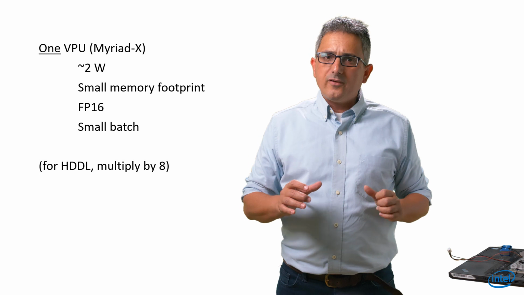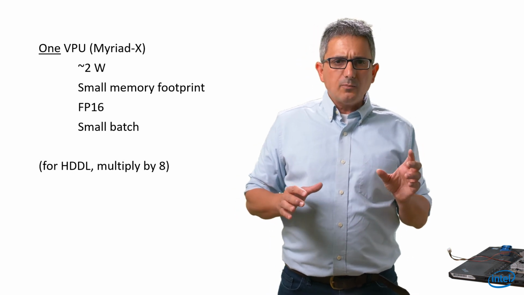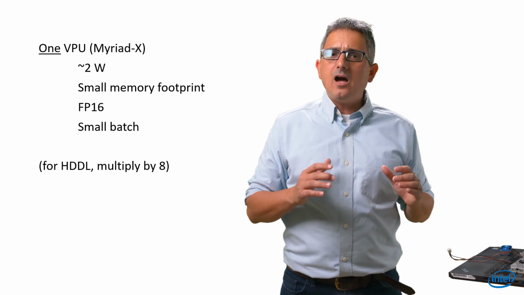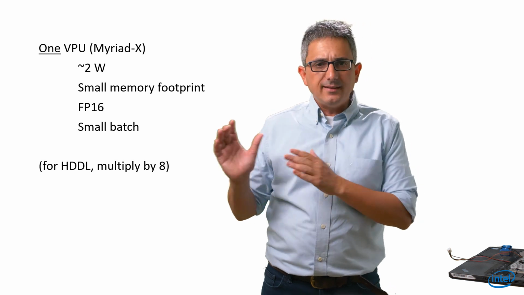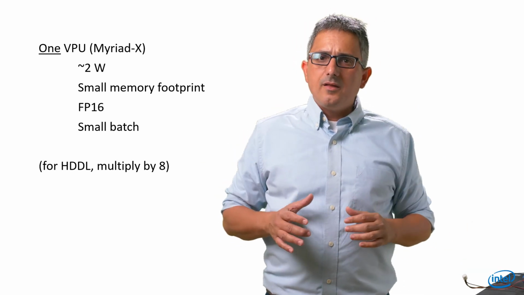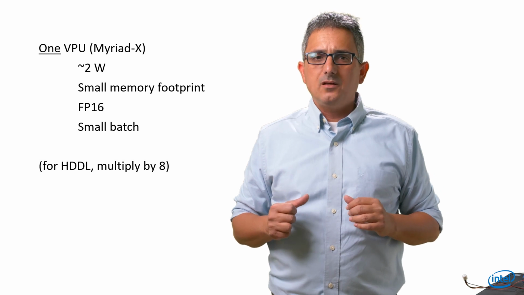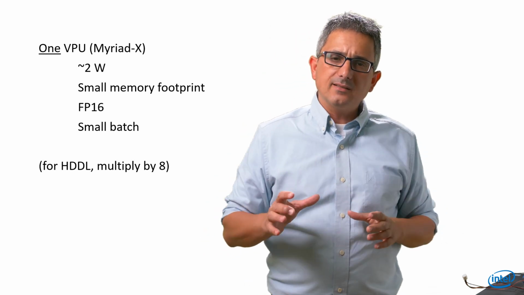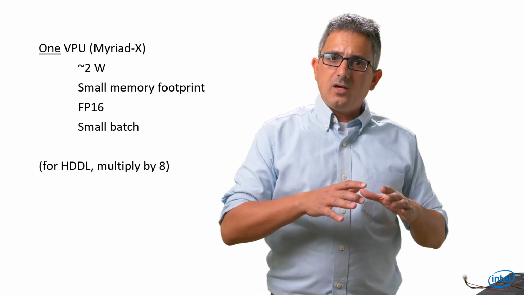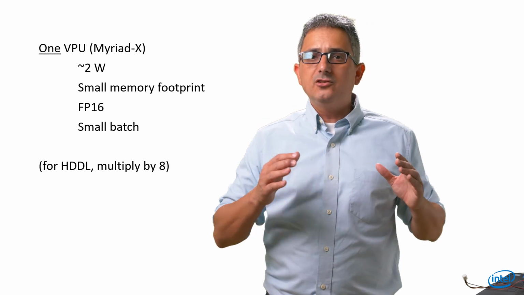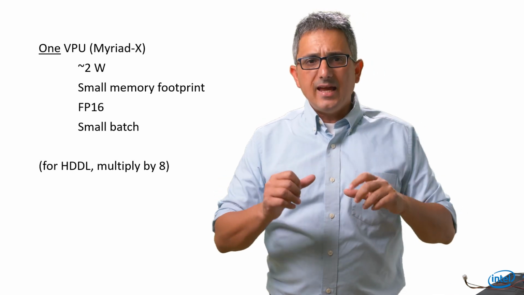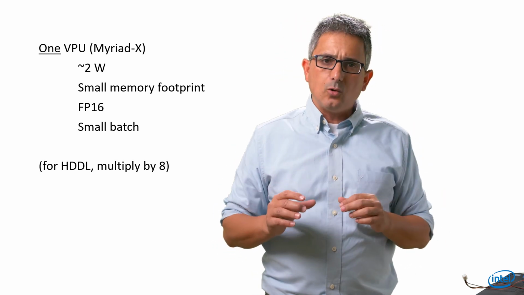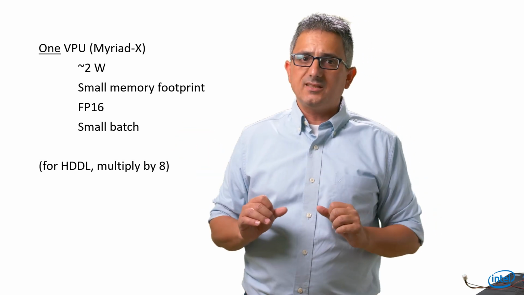The building block of HDDL is Myriad-X. About 2 watt power consumption, small memory footprint, FP16, small batch size. Now just multiply that by 8 to get HDDL. But it does not mean that you have a big memory footprint device now. You have 8 small memory footprint devices. I always say that if a Myriad-X is a motorcycle, and now that you have 8 of them, you do not have a big truck. You have 8 motorcycles. And this is important to understand. Think high inference rate of SqueezeNet or ResNet, not VGG16.